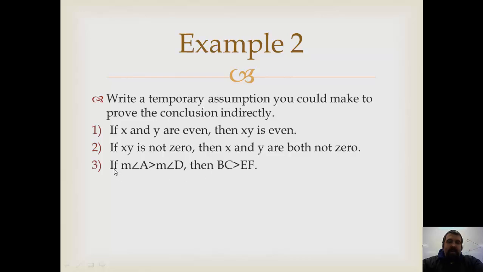Alright. And this last one here, if measure of angle A is larger than measure of angle D, then length of segment BC is larger than segment EF. What is my temporary assumption here? Well, it's just this last part. Either length of segment BC is equal to length of segment EF, or length of segment BC is less than length of segment EF. So, that's the possible conclusion I would make: length of segment BC is less than or equal to length of segment EF. I would still leave this first part true over here on the left side, but I would make this right side less than or equal to.